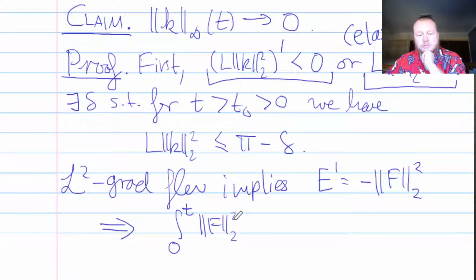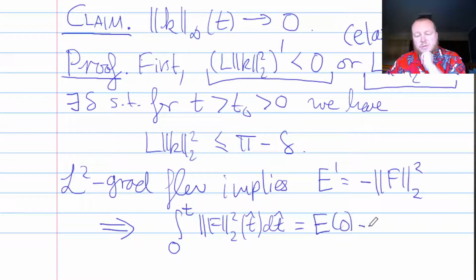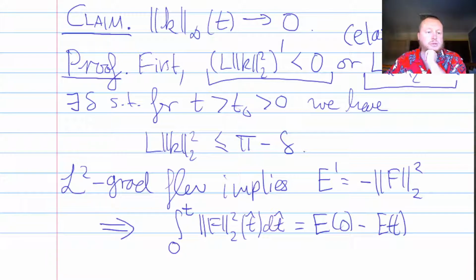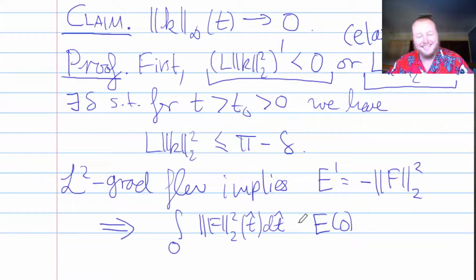This quantity, which of course depends on time, and you get the energy at time 0 minus the energy at time t. So in particular, what you can do is take t to infinity, and this is just a positive thing, and turn this into a less than or equal to. Less than or equal to infinity. And you get this type of statement.